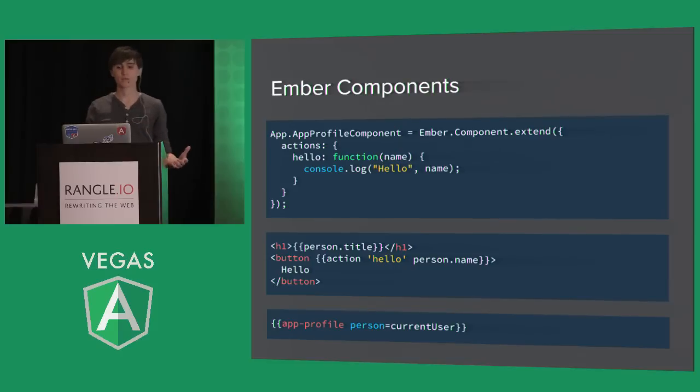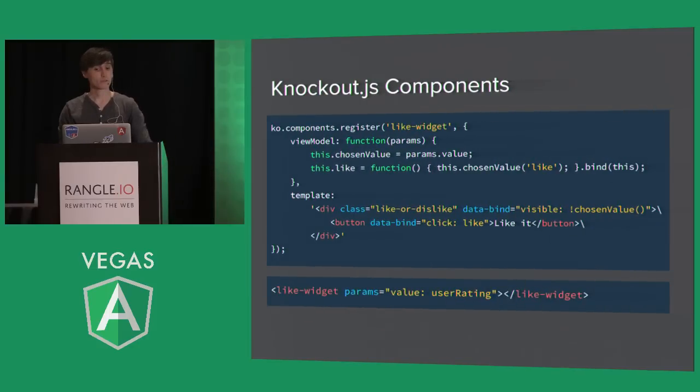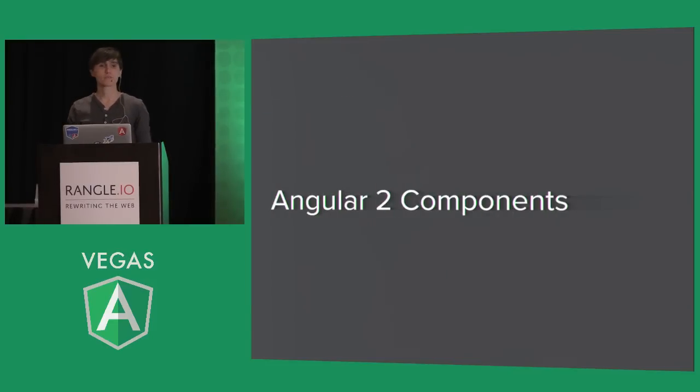I can extend from an Ember component, and then I can specify my own actions, which are my logic. I can use those actions in my template, and then with handlebar syntax, I can just specify my app profile component. And for those of you who use Knockout, this is also something similar. A Knockout component has a view model, which is our logic, and has the template, which is our view, and gives us our custom element. So that's really all it is for components.